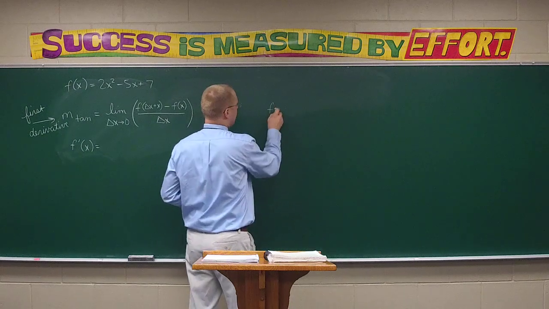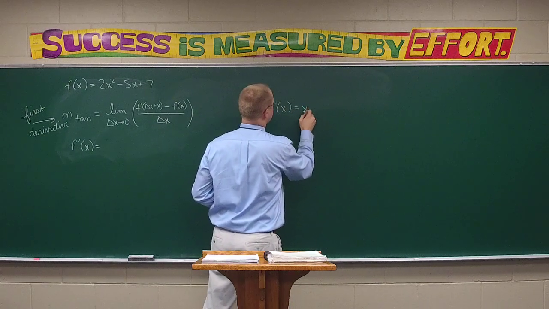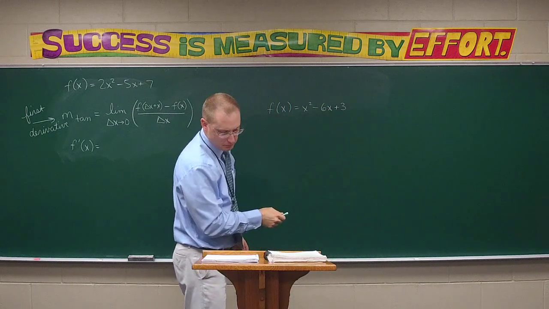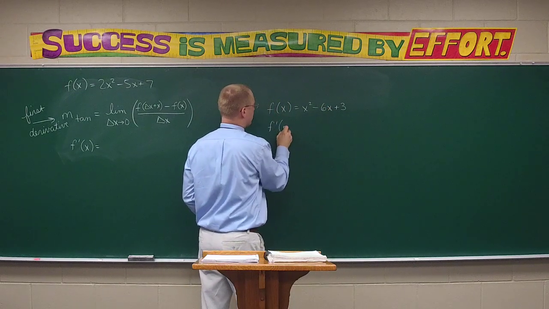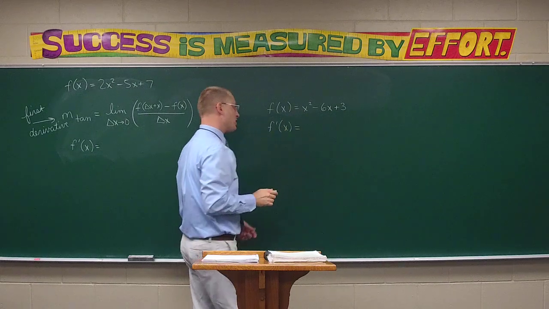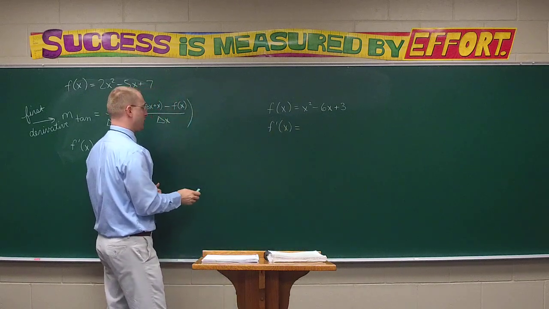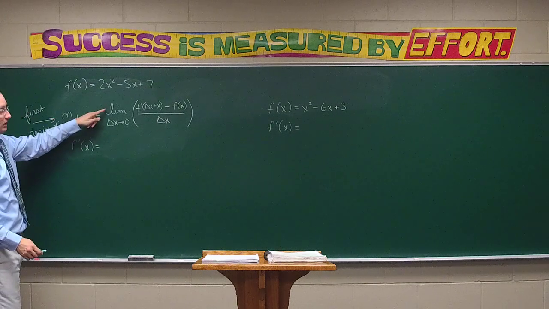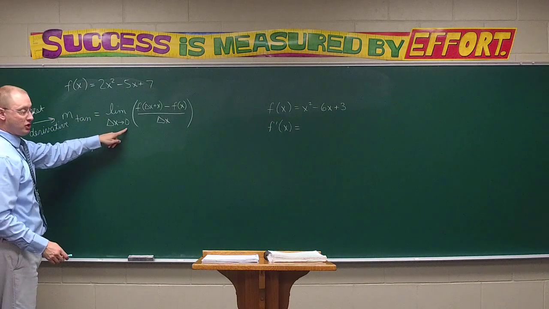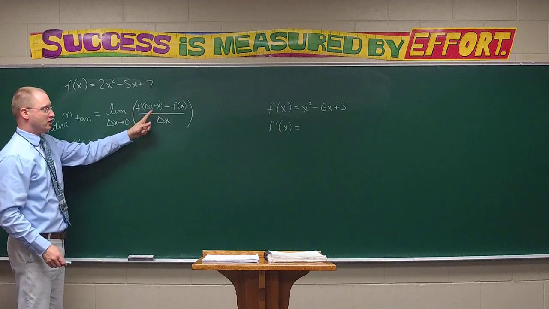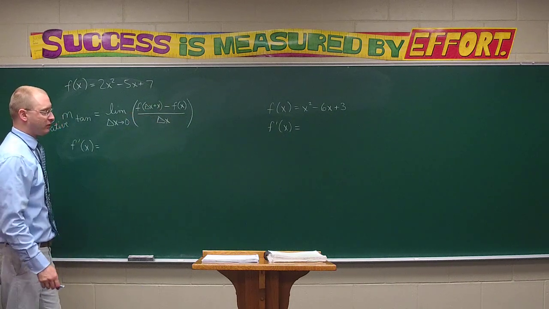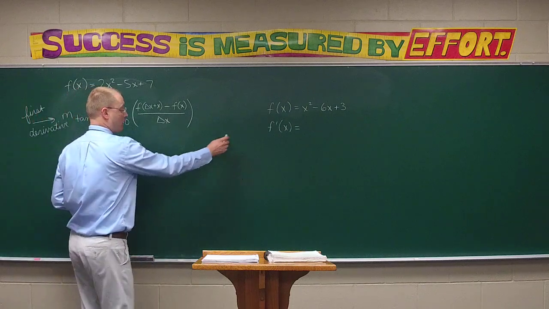We were given f of x is equal to x squared minus 6x plus 3. And we were trying to find the first derivative equation using the formula. And let's say it together here, class. Slope of the tangent equals the limit as delta x approaches 0 for f of delta x plus x minus f of x, all over delta x. And so we're going to go ahead and set that up here.